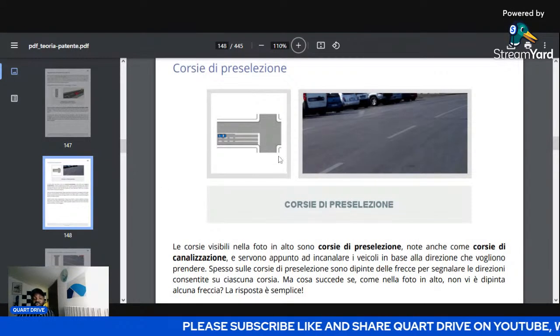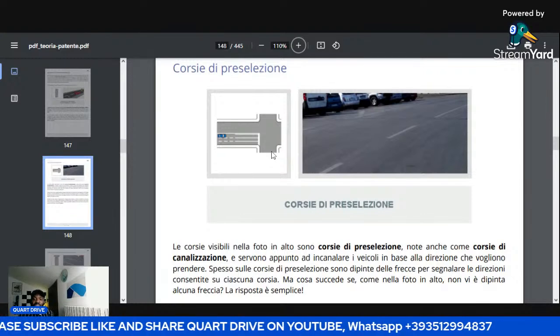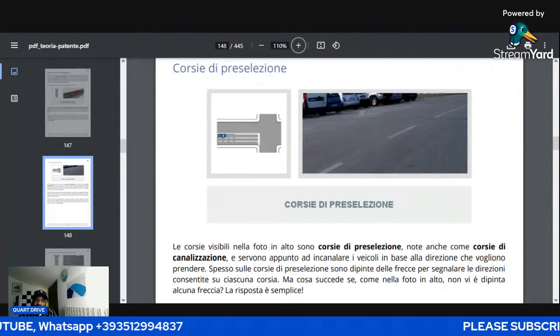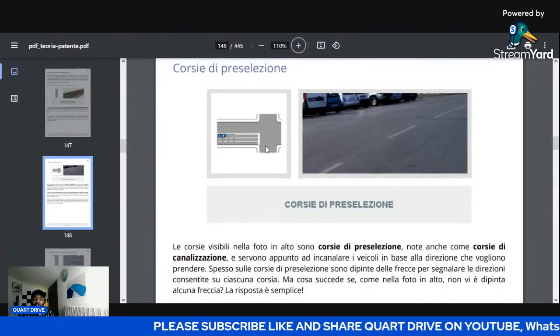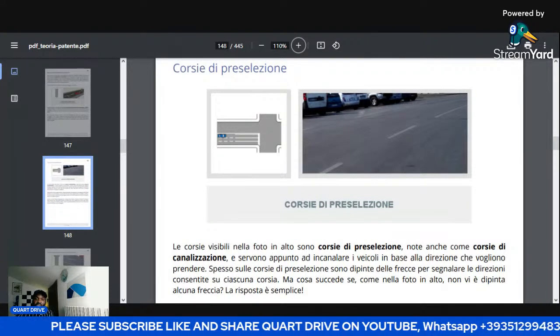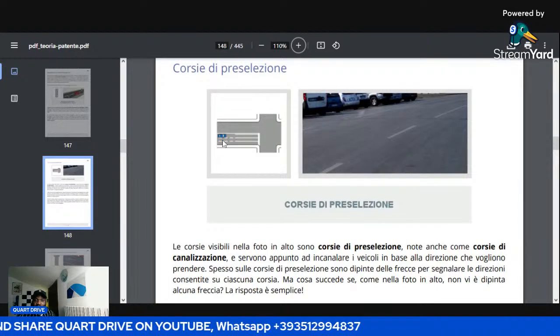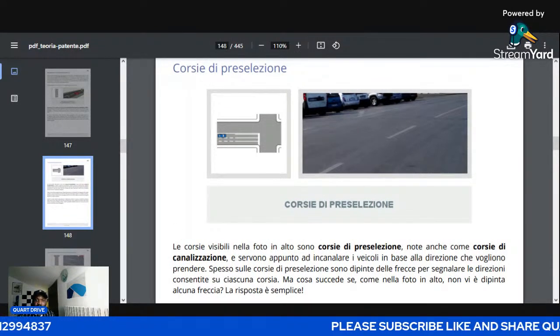So this corsia di preselezione is mostly being seen also in the traffic light. And whenever you see corsia di preselezione at a traffic light, you have to be more attentive, because at this place that you are getting to, you can change the lane at the front here. Let me show you the sign here.